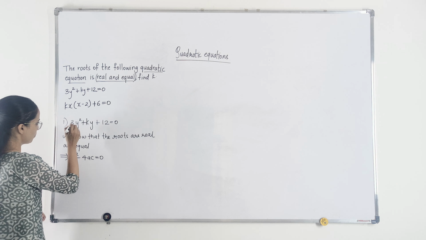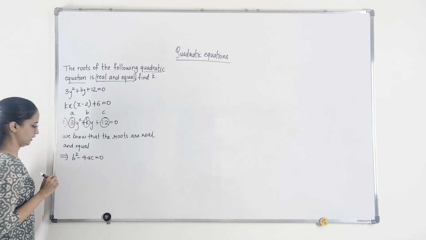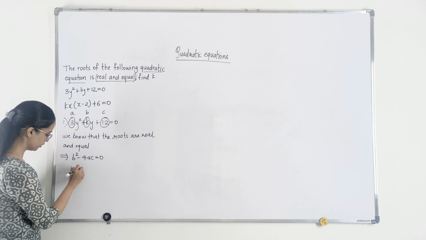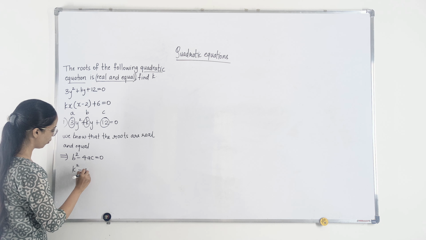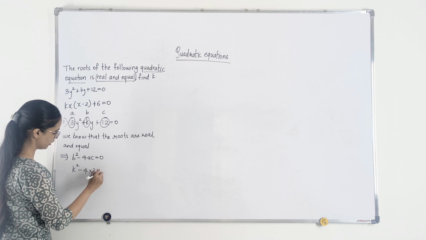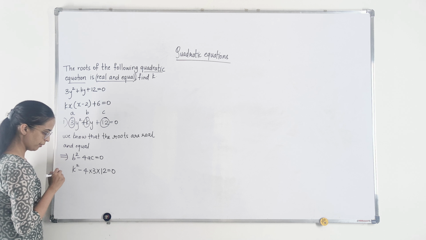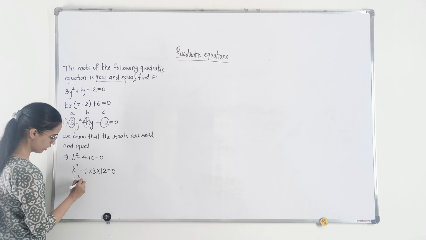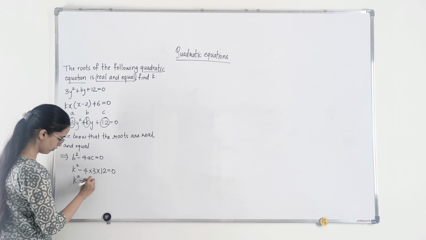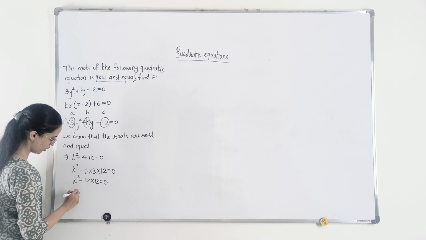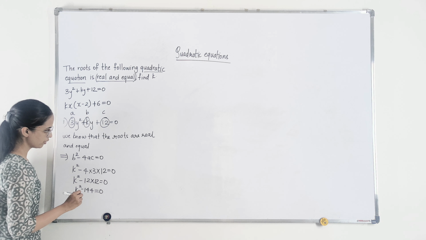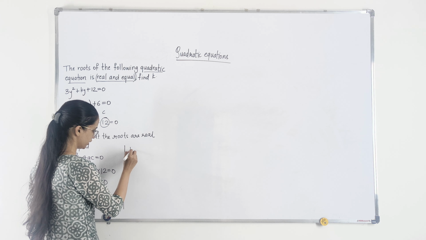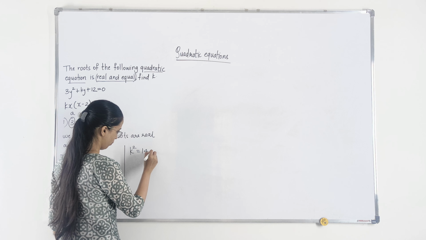So if you compare, this is your a, this is your b, and 12 is your c. So k square minus 4 into 3 into 12 is equal to 0. So your k square minus, again 4 into 3 is 12 into 12, which is equal to 0. So you get k square minus 144 is equal to 0. So from here we get k square is equal to 144.